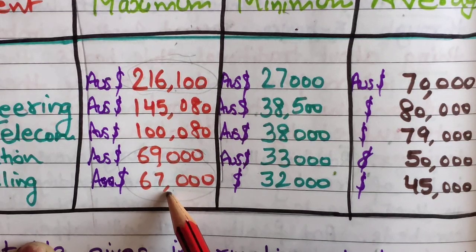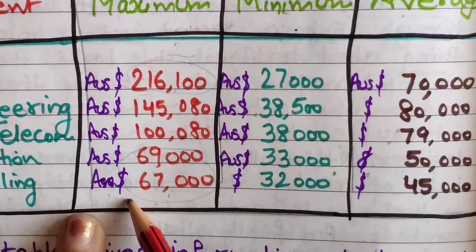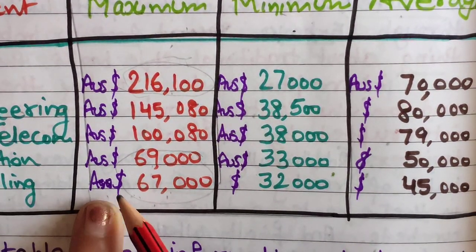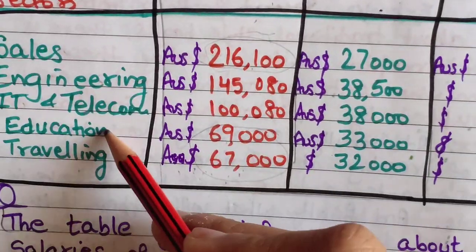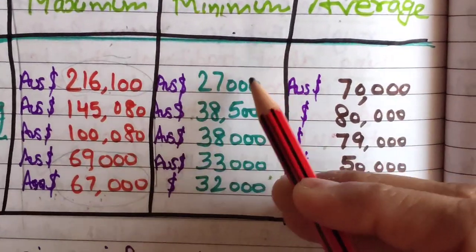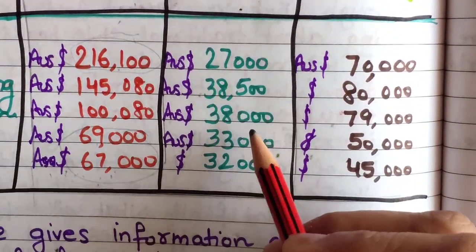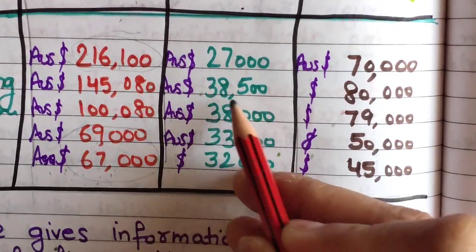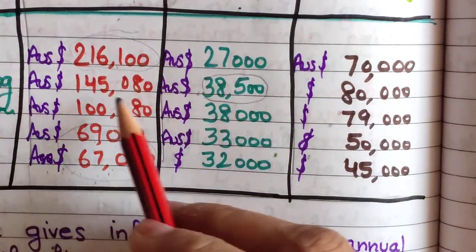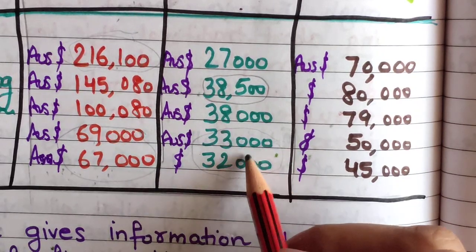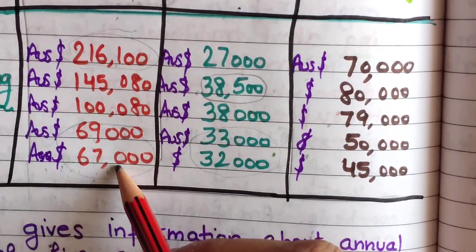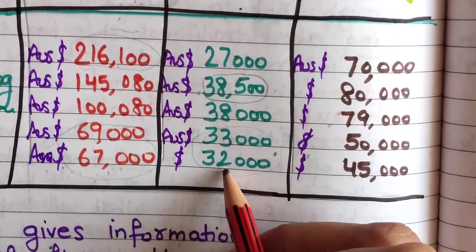Okay, 69 and 67,000 Australian dollar. The data is calibrated in Australian dollar. Only a 2,000 gap is there between these 2 sectors. Okay, now in minimum, who is the maximum? You can say the engineering sector is at the highest, and the lowest of course are following the same trend. Here a 2,000 gap, here only a 1,000 gap.